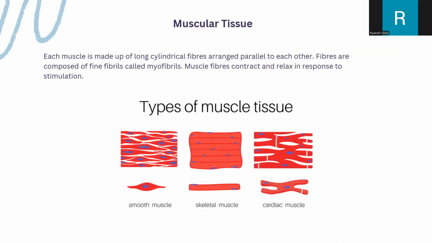Then the third type of tissue is muscular tissue. Each muscle is made up of long cylindrical fibers which are arranged parallel to each other. Fibers are composed of fine fibrils called myofibrils. Muscle fibers contract and relax in response to stimulation. As we know, the function of muscle is to contract and relax, so this is mentioned in the muscular tissue. Here it is mentioned that these fibers are arranged in a cylindrical, parallel manner. There are three types of muscle tissue: smooth muscle, skeletal muscle, and cardiac muscle.